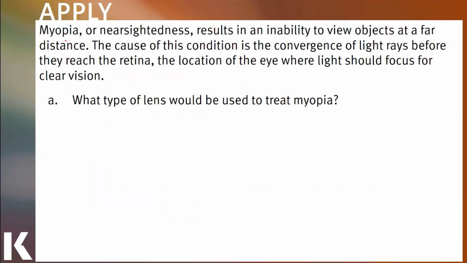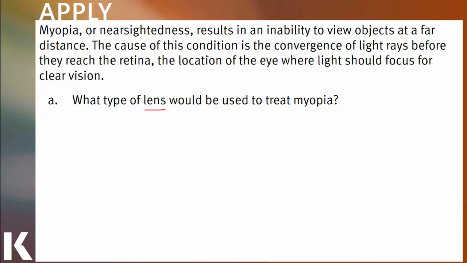In this question, we are told about myopia, or nearsightedness. It results in the inability to view objects at a far distance. Think about that. That may sound really familiar. I myself am myopic. And I know to solve this issue, I need glasses or contact lenses. So what this question is really asking us is, for someone who is nearsighted, what kind of lens will be used to treat this individual?